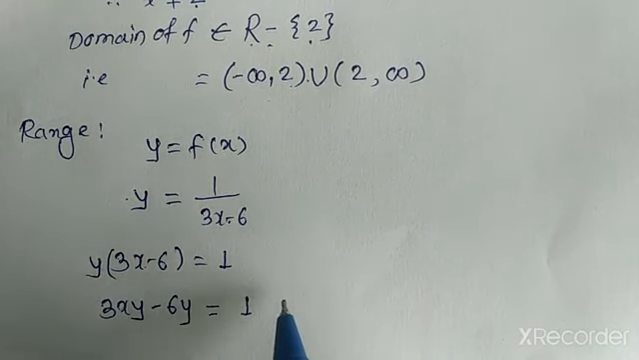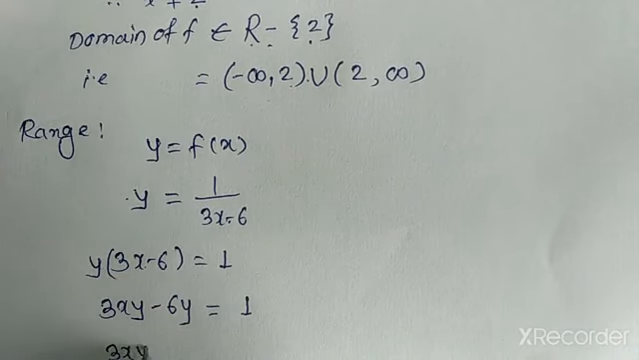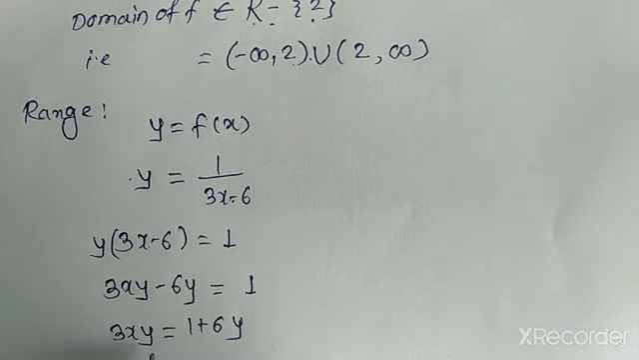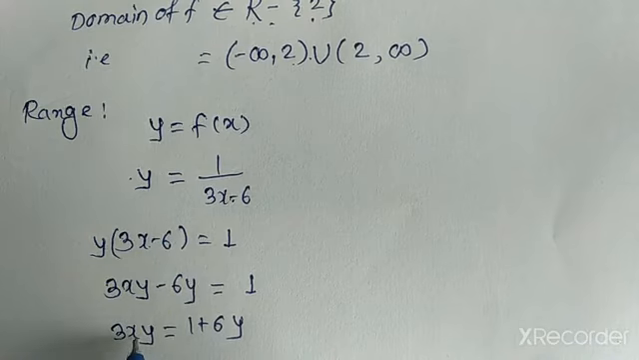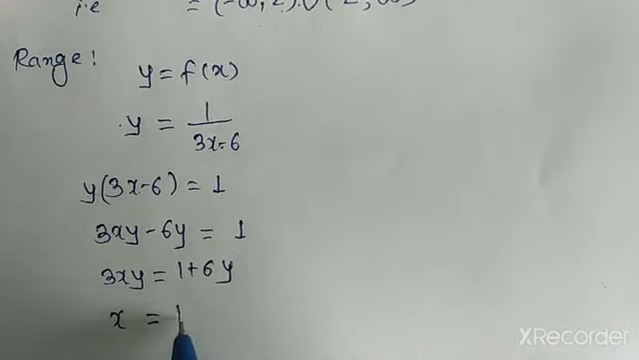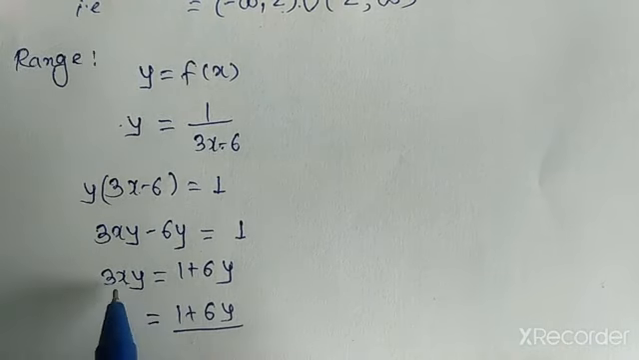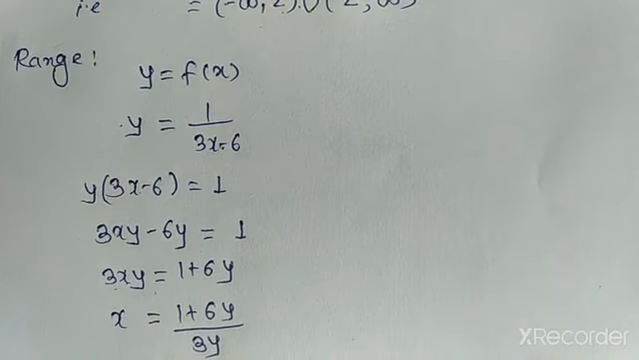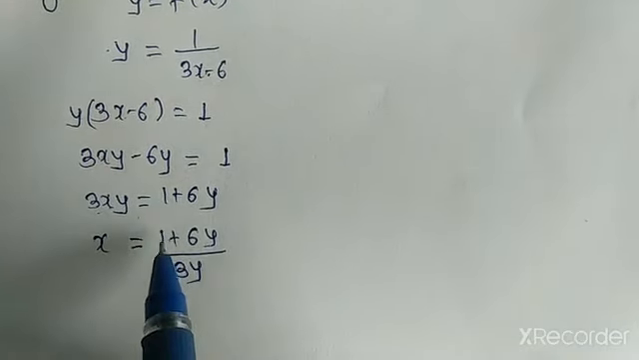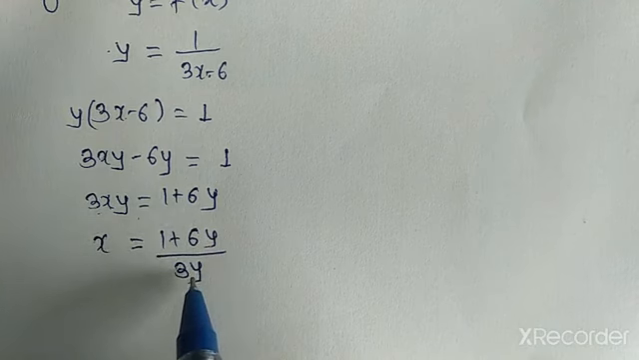Now move this 6y term to the right side, so it will be positive: 3xy is equal to 1 plus 6y. Now we have to find the value of x. So x is equal to 1 plus 6y divided by 3 into y. In this example, x can be written in the form of 1 plus 6y upon 3y.